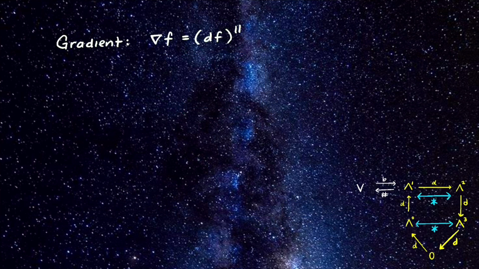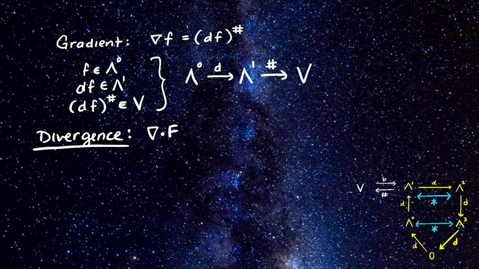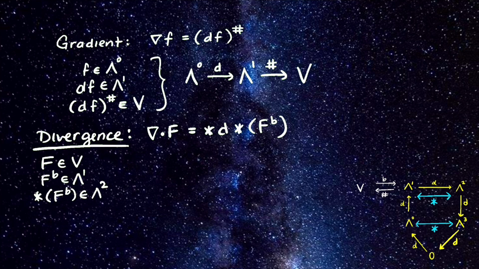Let's explore the gradient for a moment. The gradient is found by taking the derivative of f and sharpening it. And when I say derivative, I mean the exterior derivative. So it's a set of mappings along our chain here, from wedge 0 to wedge 1, sharpened to the vector space V. For the divergence, we start with a vector field, and we're going to use the Hodge star operator along with the differential operator and the flat operator to create a chain which gives us the divergence.